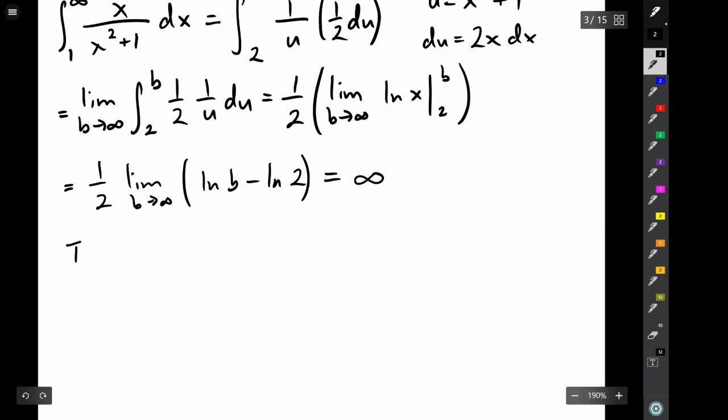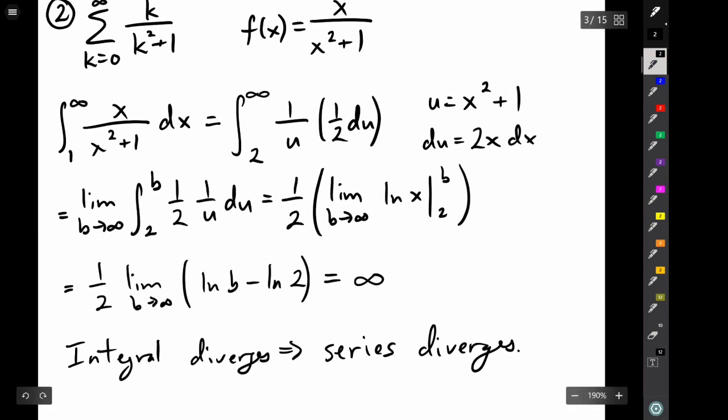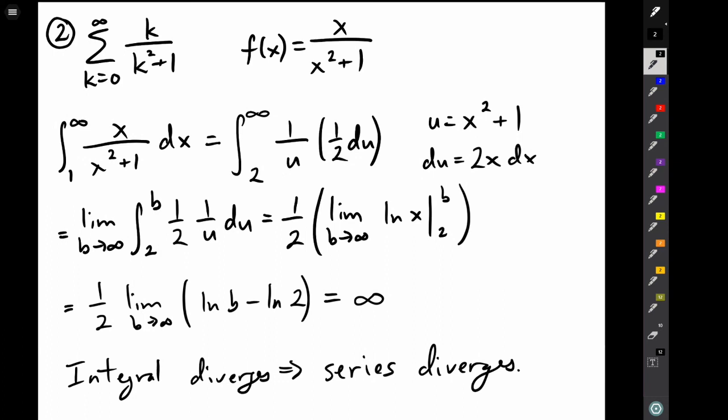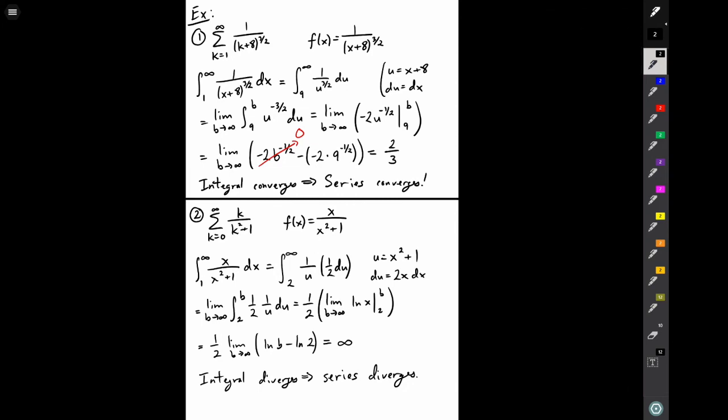So here we have that the integral diverges, which implies that the series diverges. All right. So this is just a couple examples where, in both cases, the divergence test fails for us. It doesn't actually tell us whether we have convergence or not. However, we see that in the first case, the series converges. In the second case, the series diverges.